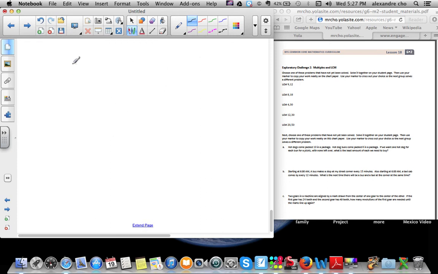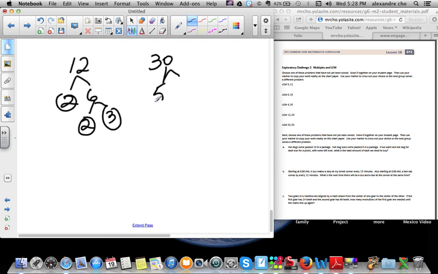12 and 30. I'll do this another way. I'll do this with prime factorization. 12 is 2 and 6, which means 2 and 3. Let's circle all our primes. 30 is 5 and 6. Okay, or any other factors that you may want to use is fine. And we're going to circle our primes, indicating that we're done.